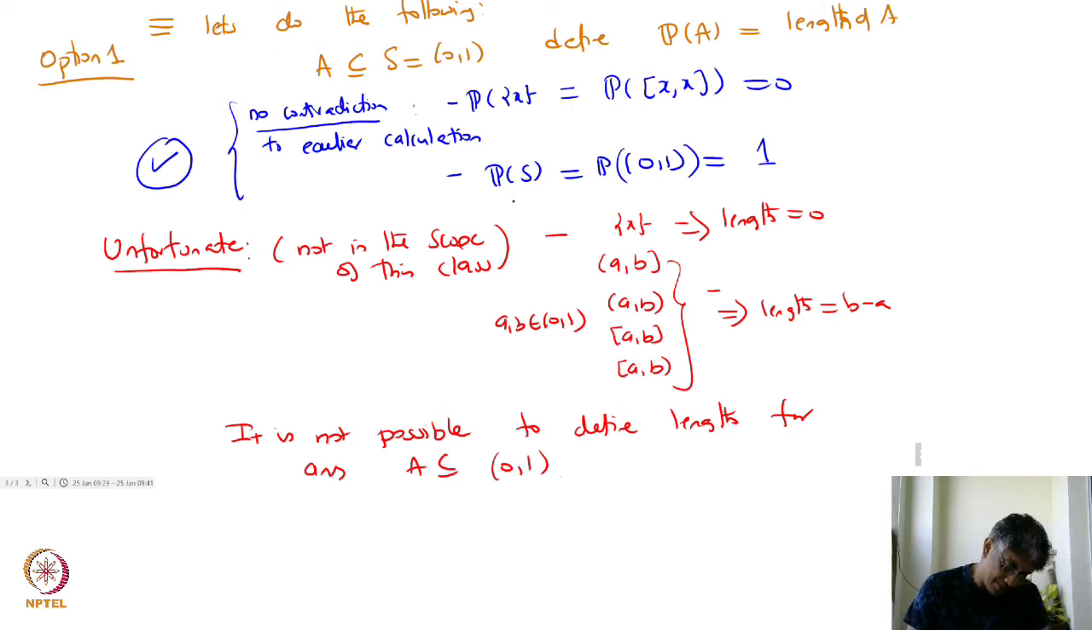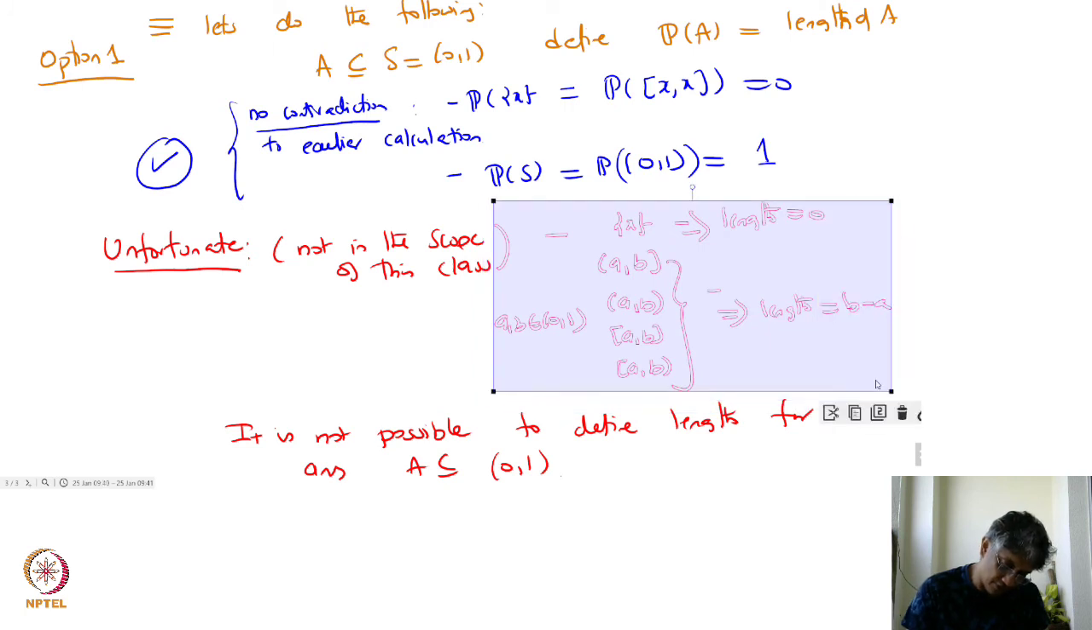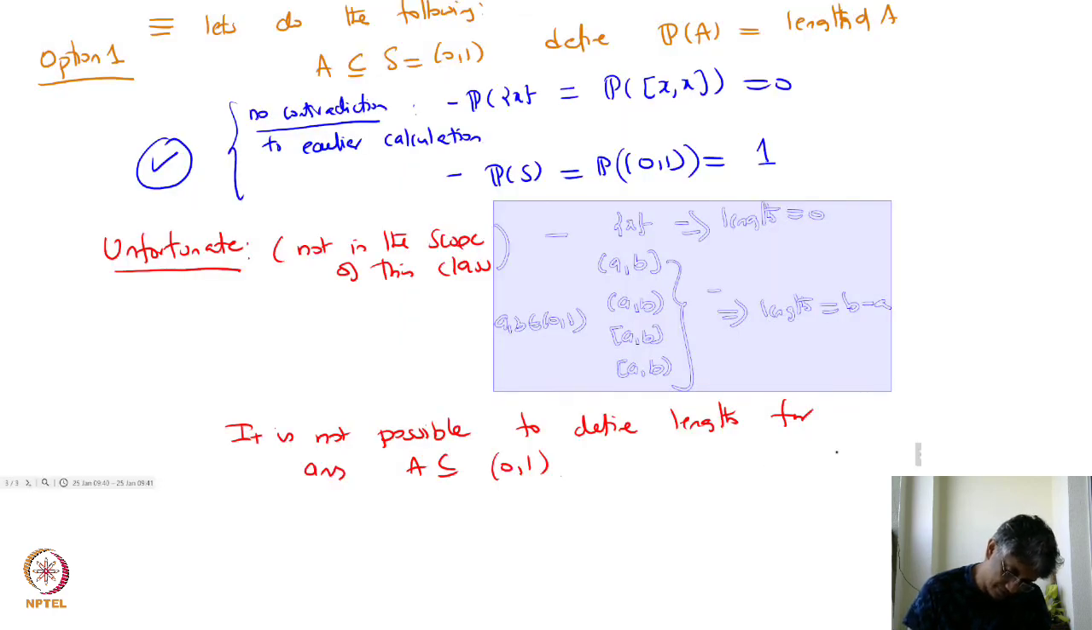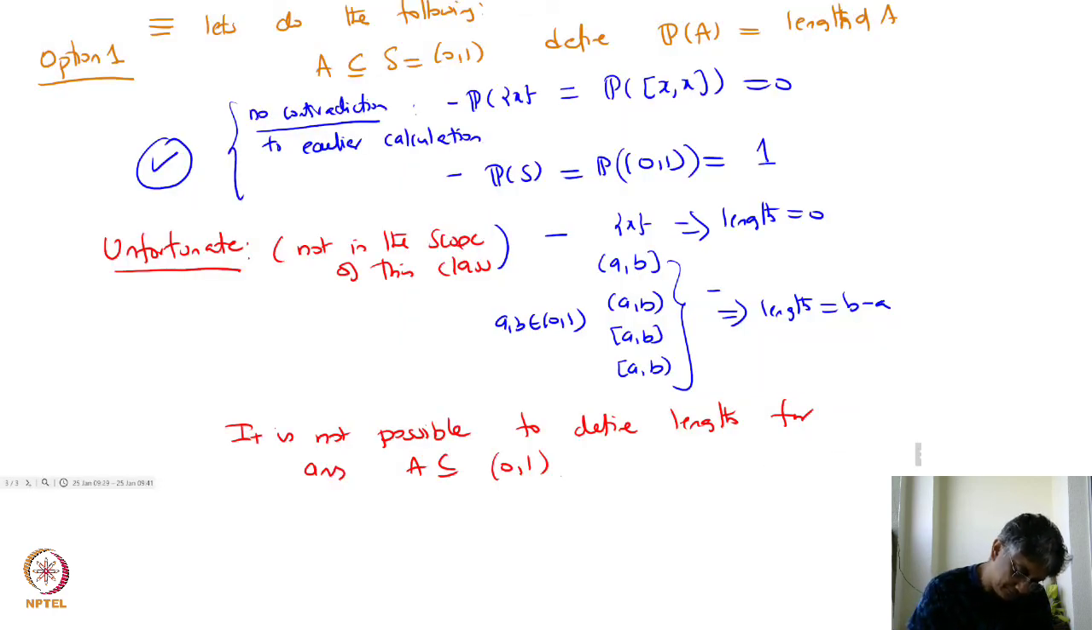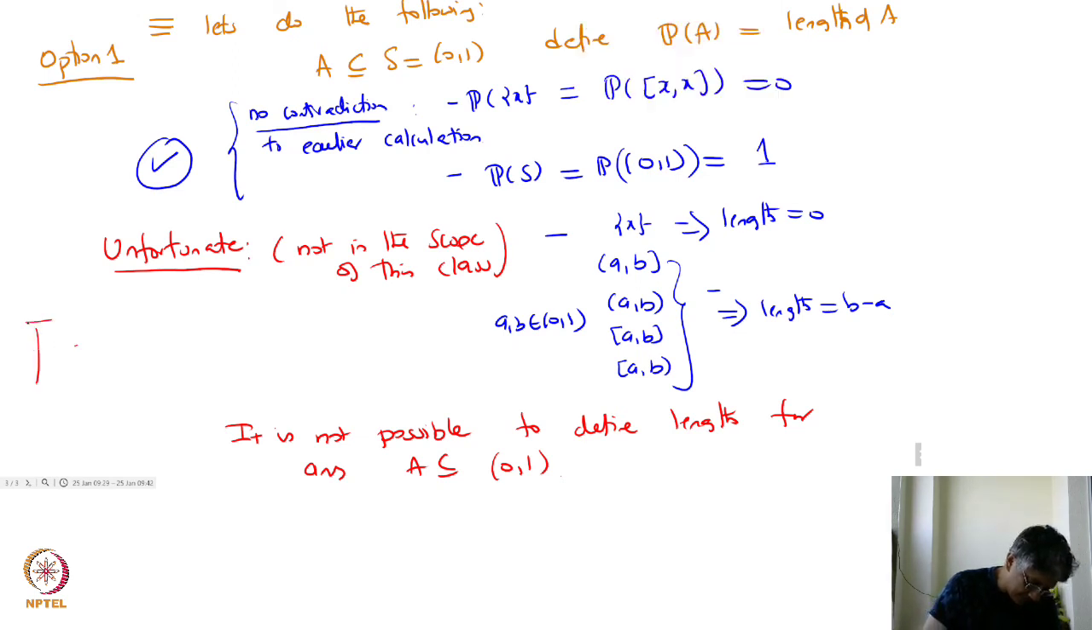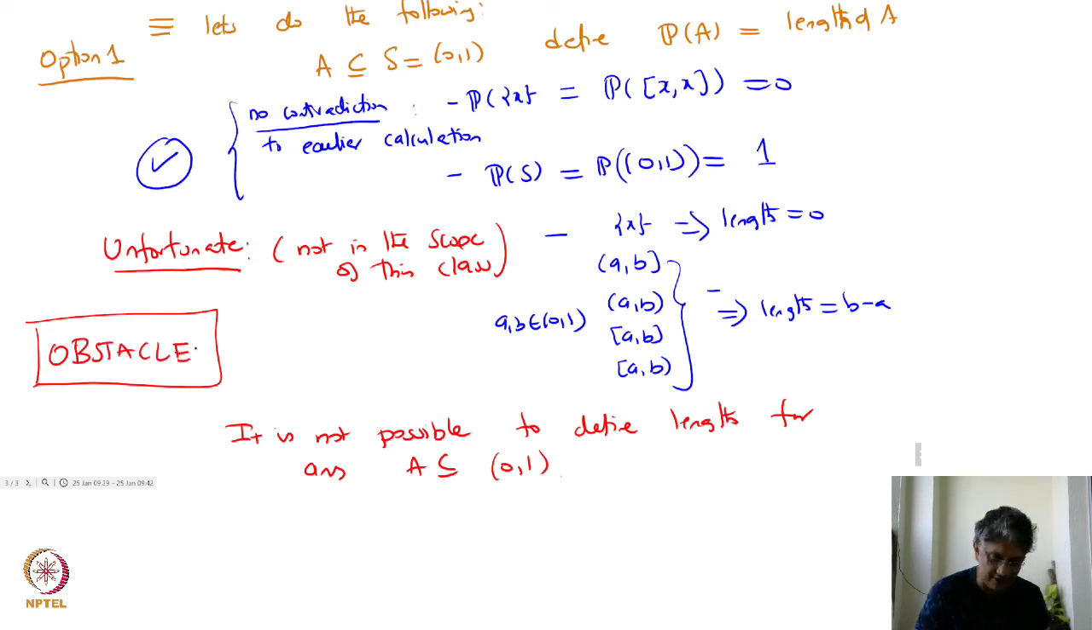So let me mark this whole thing in blue, so that this is all possible. This is all okay. So this is the stumbling block. This is the key obstacle, that I can't do this. This is a huge obstacle, that I can't follow through with this idea because I can't define length for any set A.